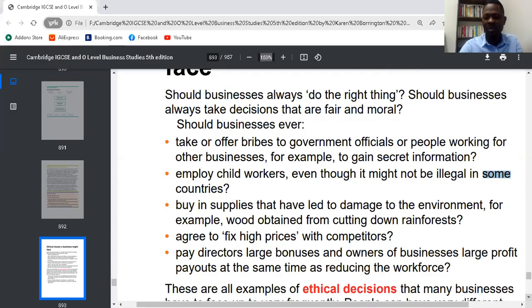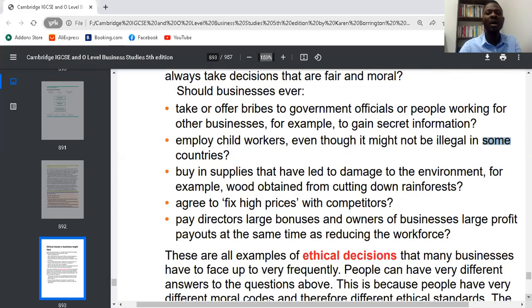Pay directors large bonuses and owners of businesses large profit payouts at the same time as reducing the workforce. So you're thinking more about owners of the business rather than stakeholders. You think more about shareholders than stakeholders. That's the last point they make there.